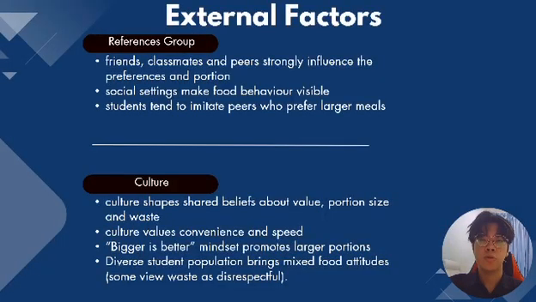So there are mainly two external influencing factors, which are reference groups and culture. Reference groups can be defined as friends, classmates, and peers who play a major role in shaping how students eat. Eating behavior is highly visible, and students can often imitate the habits of those around them, including portion size and waste behavior. If peers choose bigger meals, students tend to follow. But on the opposite side, positive modeling can also spread quickly. This means that social norms are a powerful tool for changing food waste behavior.